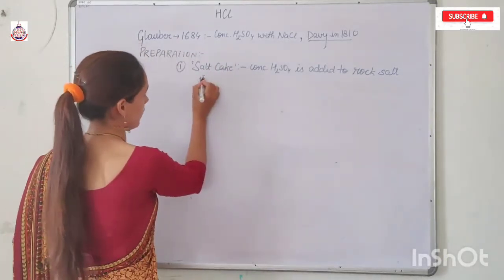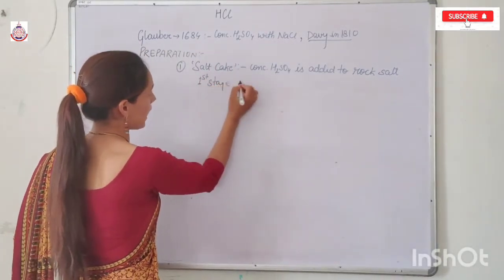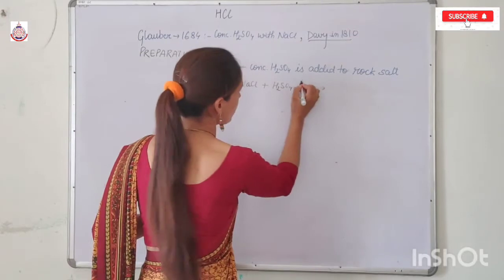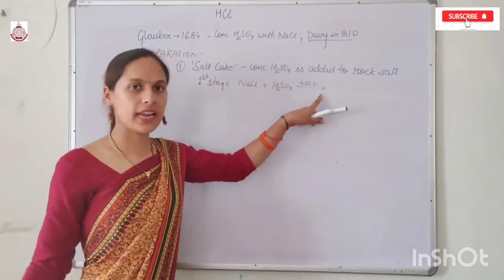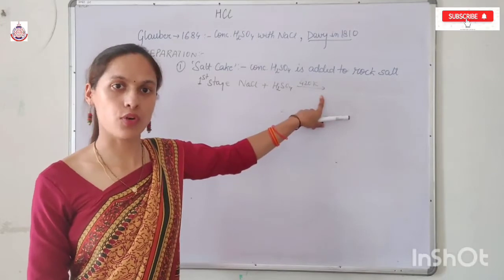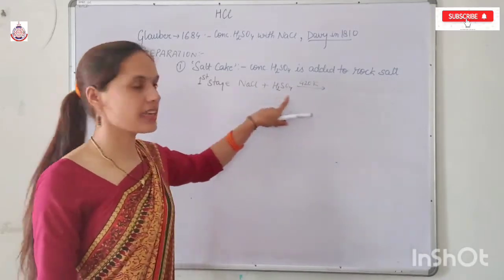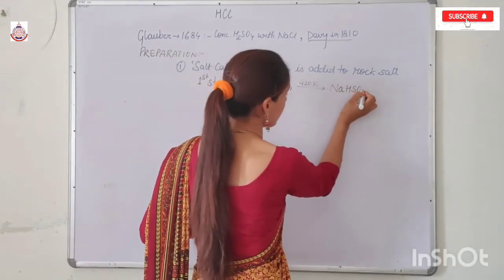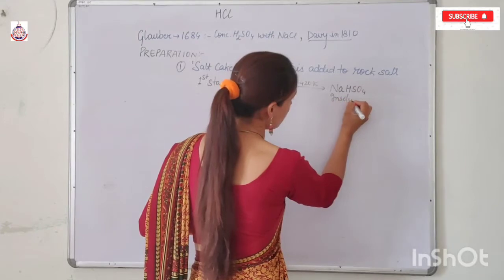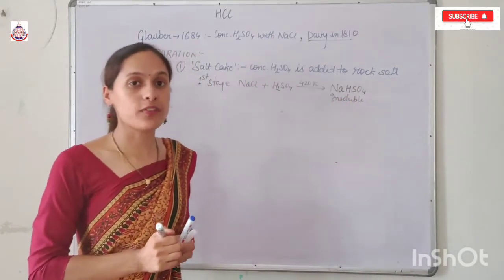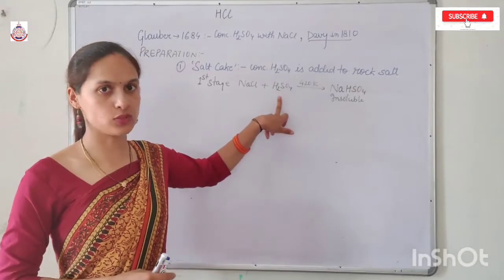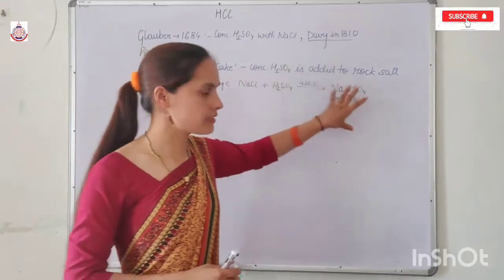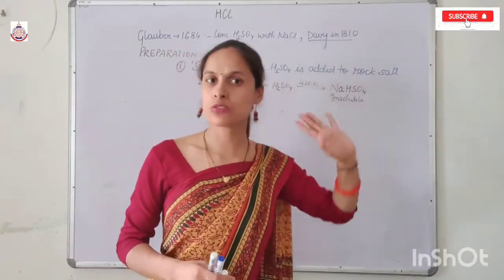At the first stage, this NaCl reacts with H2SO4 at 420 Kelvin. At the first stage, we keep the temperature at 420 Kelvin. So this NaCl reacts with H2SO4 to form insoluble NaHSO4, which prevents the further reaction of H2SO4 on NaCl. So at this temperature, the reaction stops.